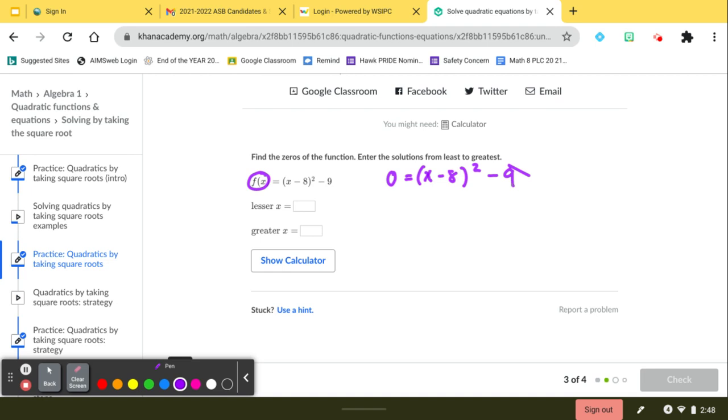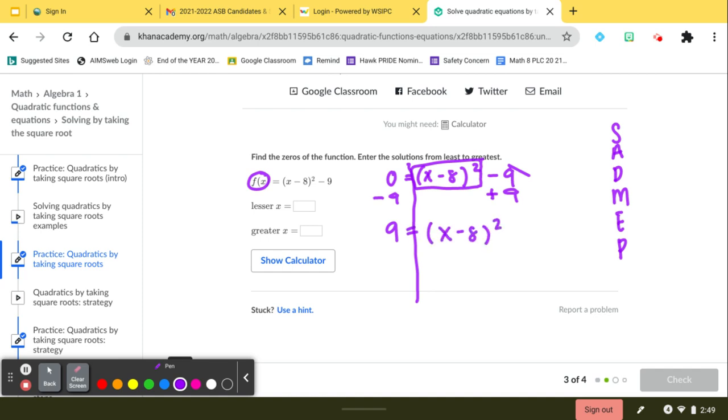Well, I need to solve for x, so I need to use reverse order of operations. So I need to undo in the order of SADMEP. So I need to get rid of this minus 9. So in order to get rid of that minus 9, that way I'm getting the x minus 8 squared on its own, I'm going to add 9. So add 9 to both sides. So I get 9 equals x minus 8 squared.